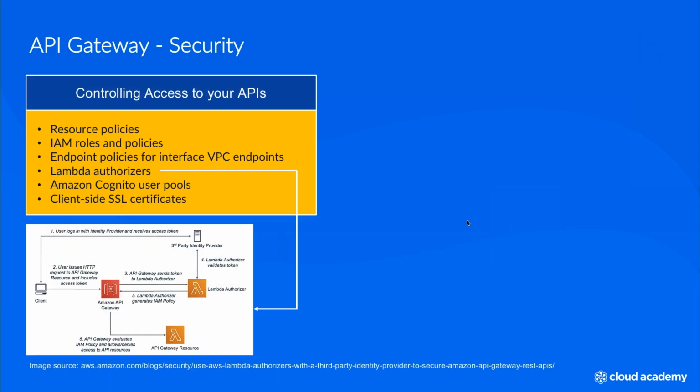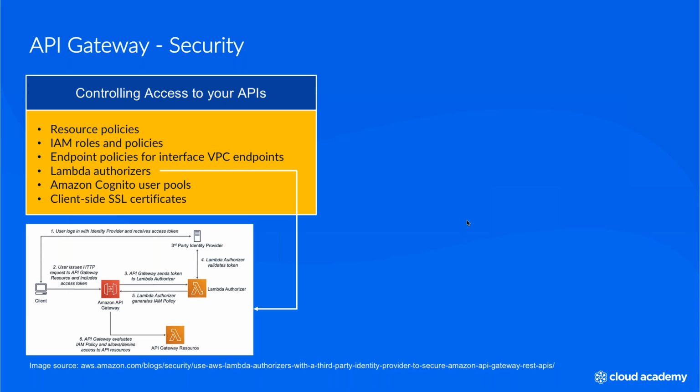So let's take a look at some of the ways you can control access to your APIs created with API Gateway. So firstly, resource policies. Using policies associated with your APIs, you can restrict access based on user, source IP address, or even VPC endpoints. Using IAM roles and policies. In addition to resource-based policies, you can set identity-based policies to also restrict or grant access to an API, allowing you to clearly define who can create or even invoke them.